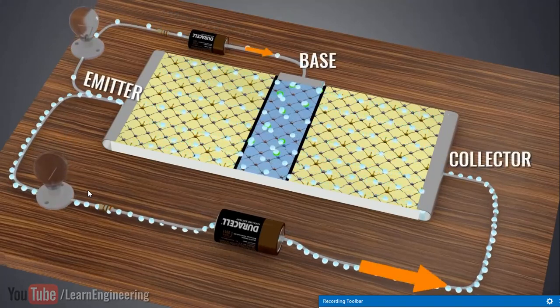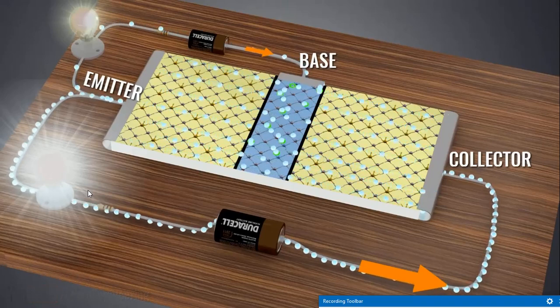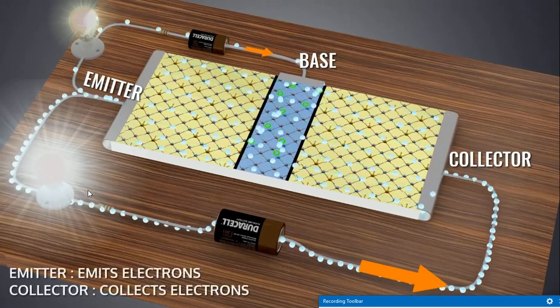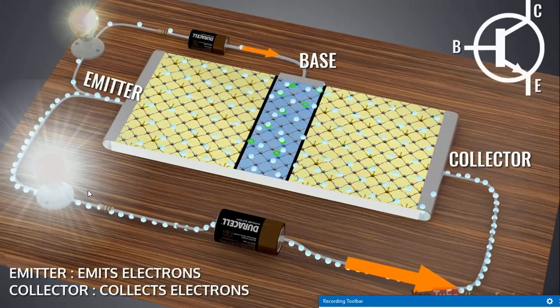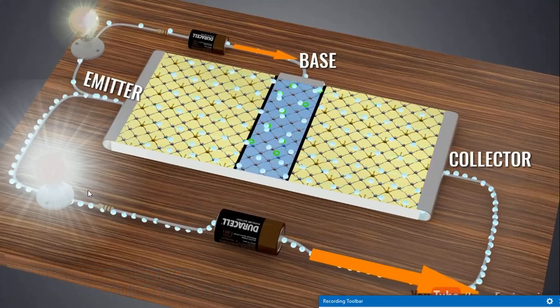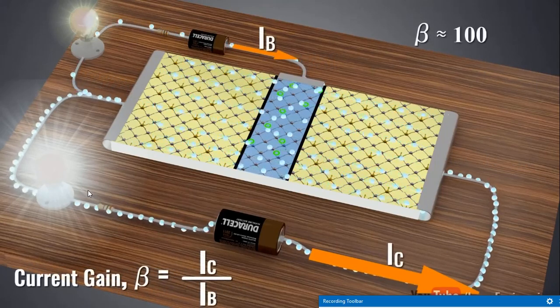So the second power source is supplying the bias. The collector is collecting the electrons from the base, which have been sent from the emitter, and we are verifying the output through the switches we have. So the emitter emits electrons and the collector of course collects the electrons. This is a simple and beautiful combination.